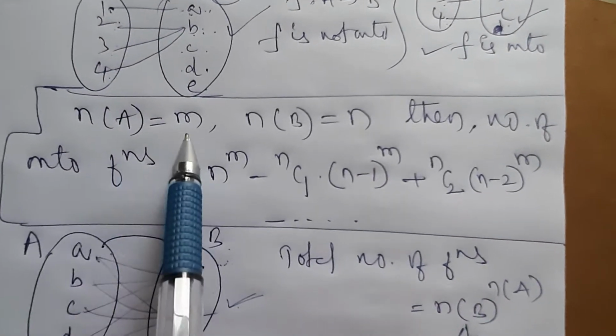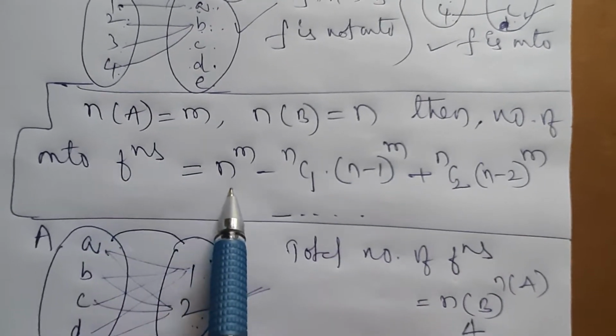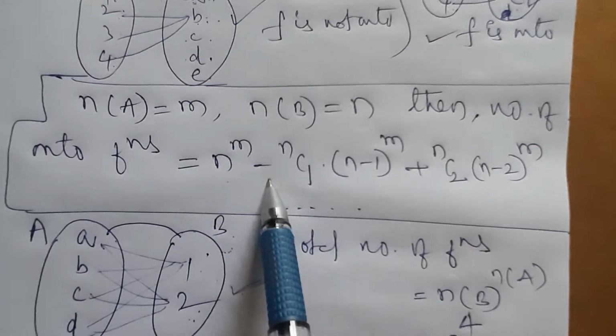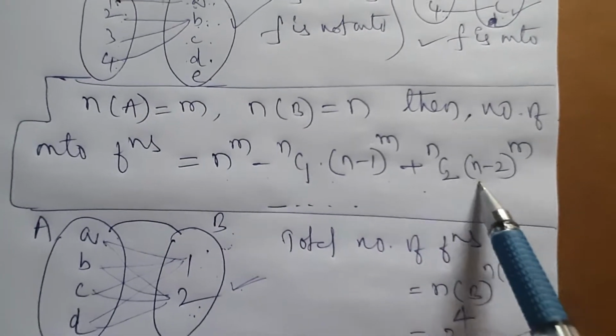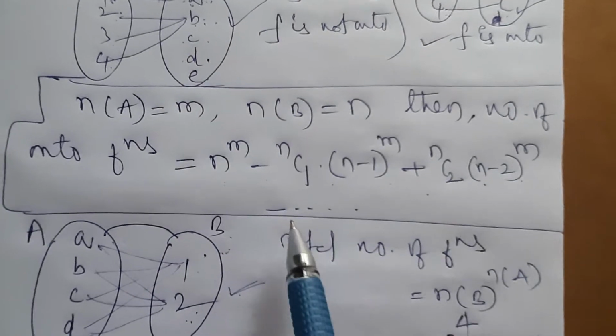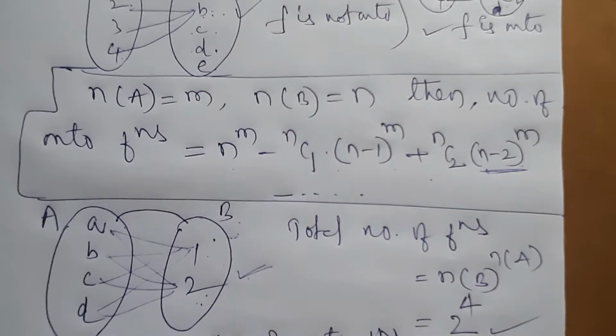If n(A) = m and n(B) = n, then the number of onto functions equals n^m - nC1 (n-1)^m + nC2 (n-2)^m, and like that, if you continue this process, somewhere it will end. Here is one more important point.